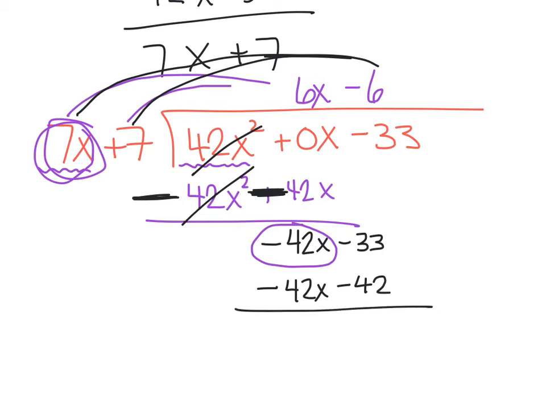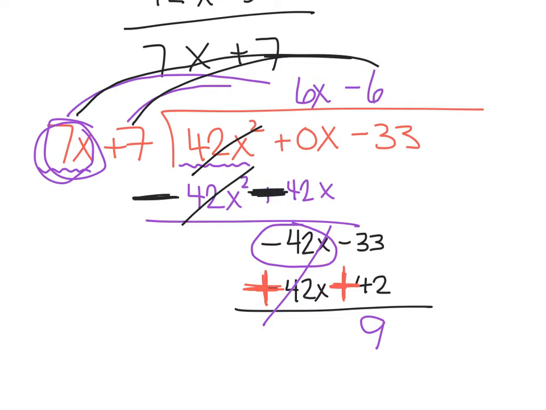And then again, I have to go through and say subtract. Well, if I subtract a negative, that means this is now going to become positive, and this is also going to become positive. And like it's supposed to happen, those two should cancel. And negative 33 plus 42 leaves me with a remainder of 9.